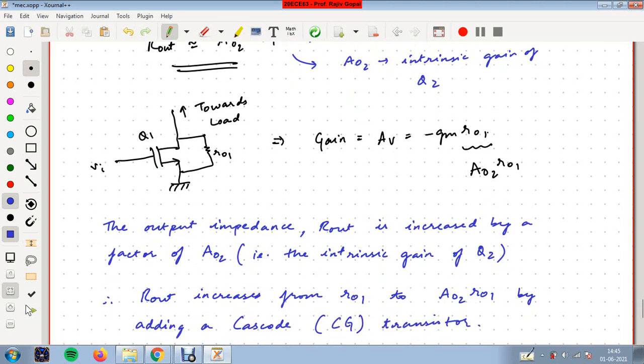So obviously when I replace R naught 1 with A naught 2 times R naught 1, the overall gain which you see will also be improved by a factor of A naught 2. This is how adding a common gate transistor, or a cascode transistor as we call it, improves the overall output impedance seen. We'll conclude our class now. Any queries still here?